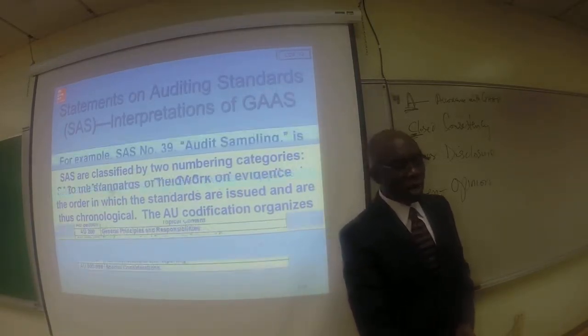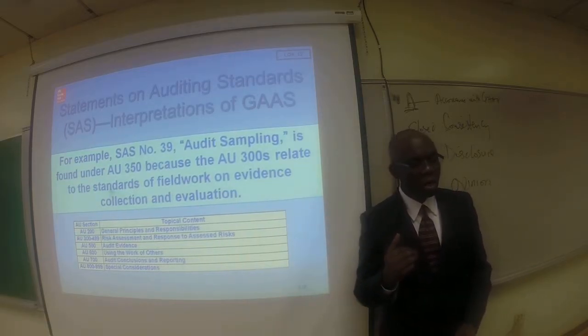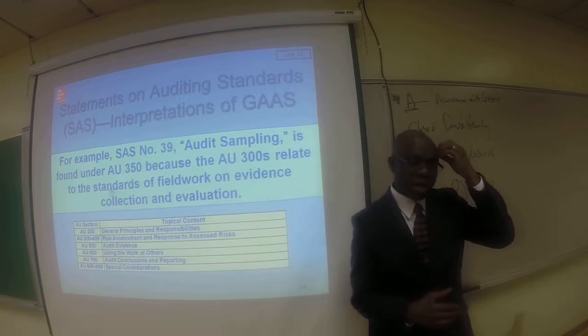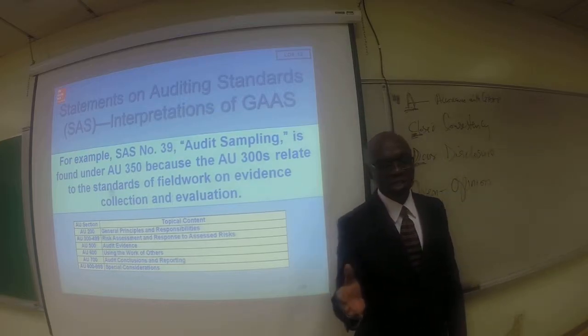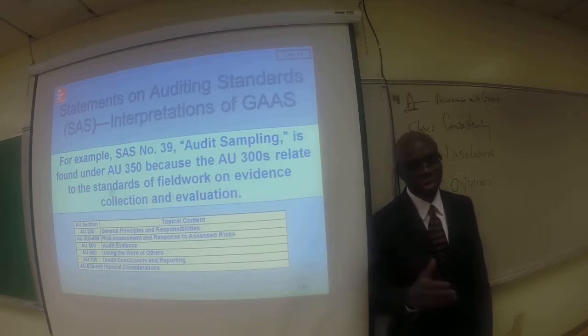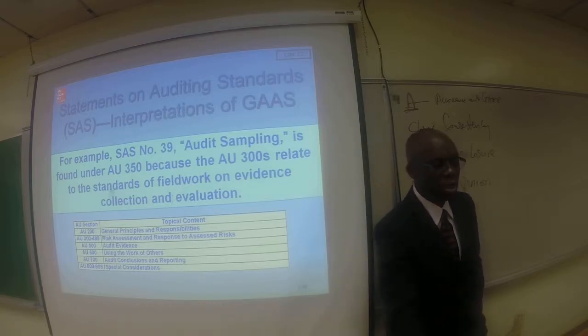So moving along, here's an example of what we just talked about. For example, SAS number 39, audit sampling, is found under AU 350 because the AU 300 series is related to the standards of fieldwork on evidence collection and evaluation.